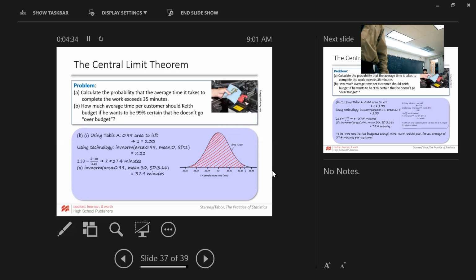And the area of the curve, ready? Area to the left here is 99%. So what's that z-score? And then translate to a data point. 37.4 minutes. Now, if he said, I'm going to give 37.4 minutes in my calendar, then he'd be 99% certain that he could do the oil change and stay on time budget.